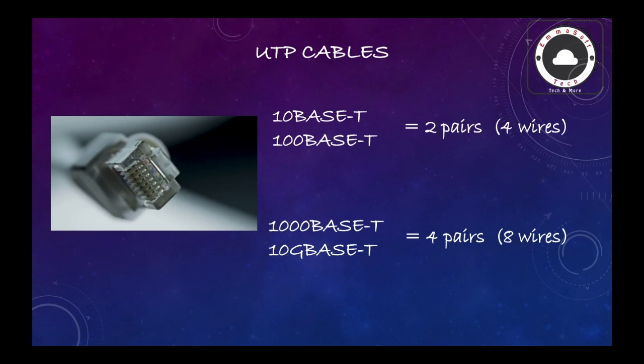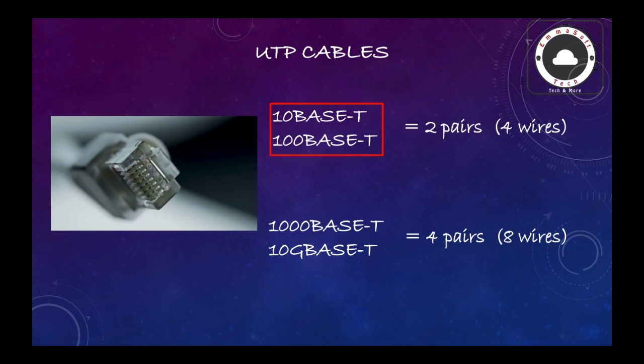But under Ethernet, actually I'll be using Ethernet instead of 10 base T, and then fast Ethernet instead of 100 base T. So under Ethernet and fast Ethernet, only 2 pairs are used in communication, and that makes it 4 wires. Whereas for 1000, which is gigabit Ethernet and 10 gigabit Ethernet, all the 4 pairs are used. So it means that all the 8 wires are used in the cable.